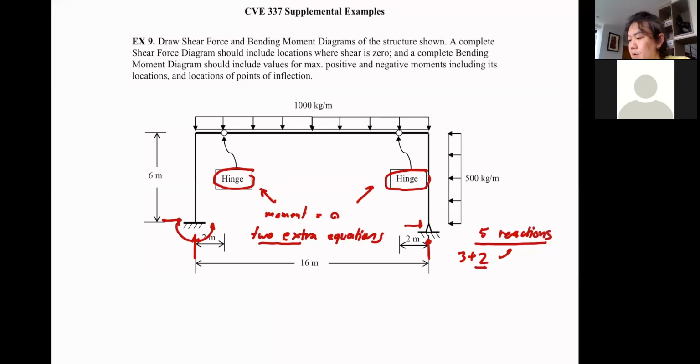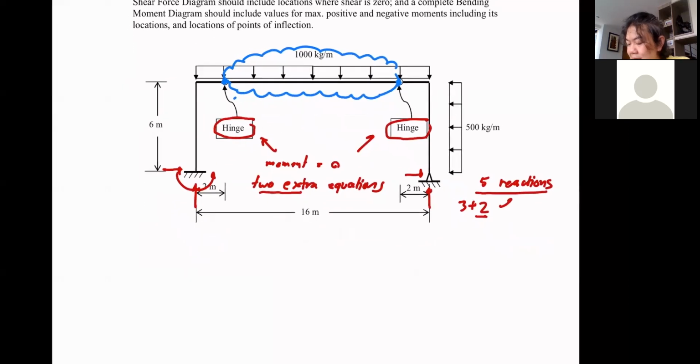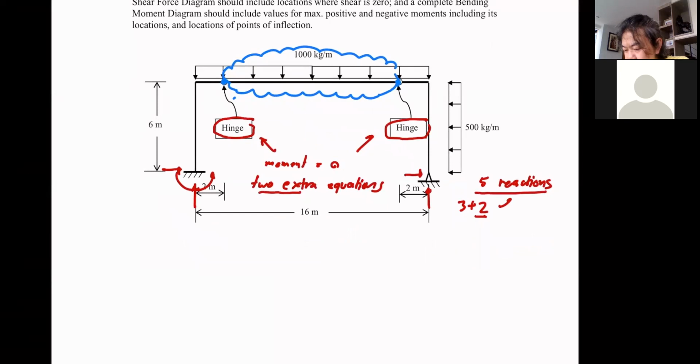With that said, you can look at the structure and you know that this is a hinge. That would make this part pretty much something close to a simple beam. I know that at these two locations, the moment is 0, so I can easily break my structure into 3 parts. That's the first one, with a little bit of a uniform load on it.